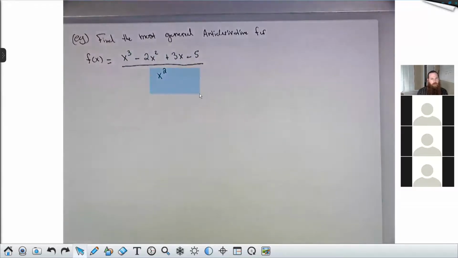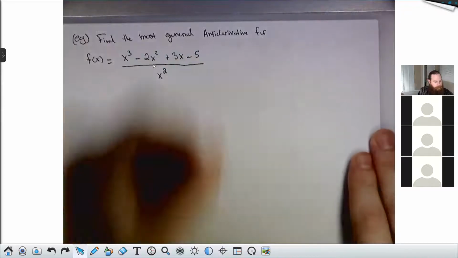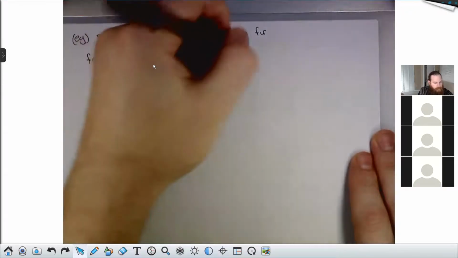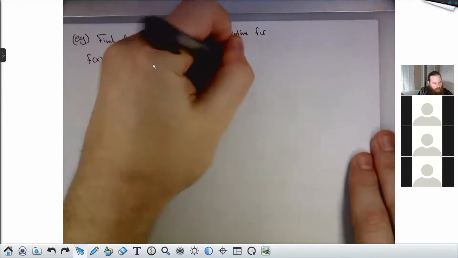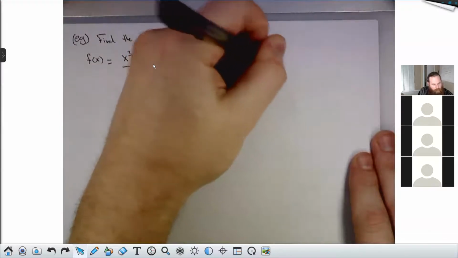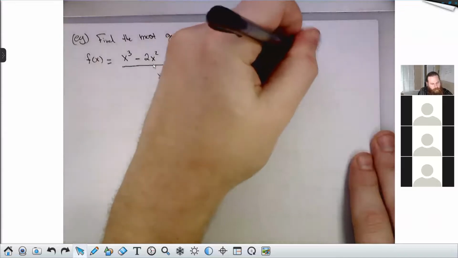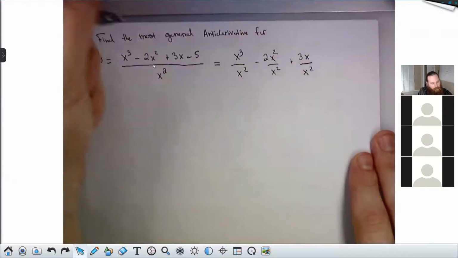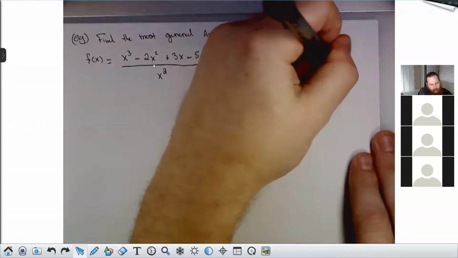I cannot just take the antiderivative of the bottom and the antiderivative of the top. That doesn't work. For the same reason that when you take a regular derivative, you don't just take the regular derivative of the top and the regular derivative of the bottom, right? You need a special rule. We can get around this issue here by splitting up the fraction. This is x cubed over x squared minus 2x squared over x squared plus 3x over x squared minus 5 over x squared.